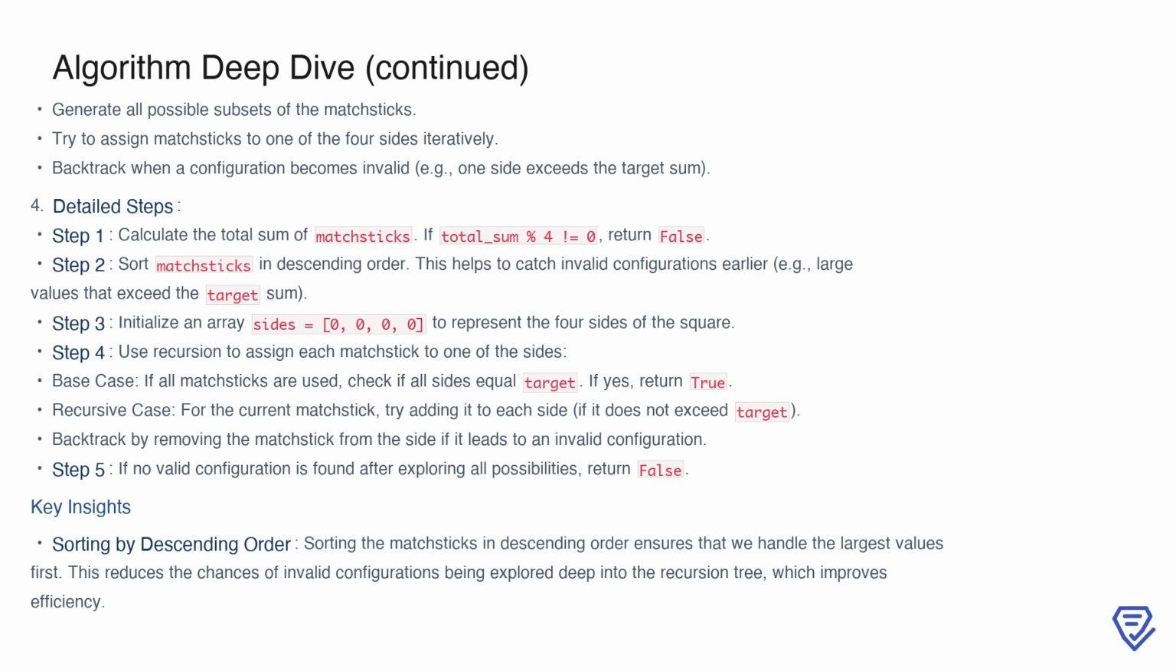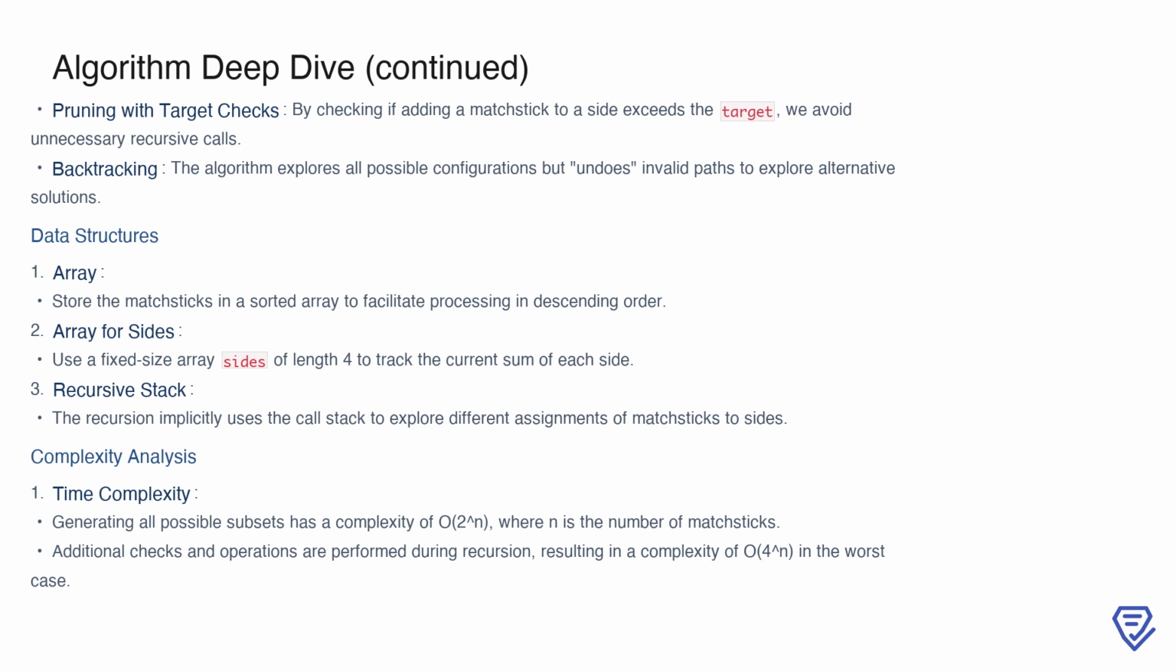Sorting in descending order is a key optimization here, as it allows us to address larger values earlier and prevents unnecessary recursive calls. To further refine this approach, we use pruning techniques to improve efficiency.